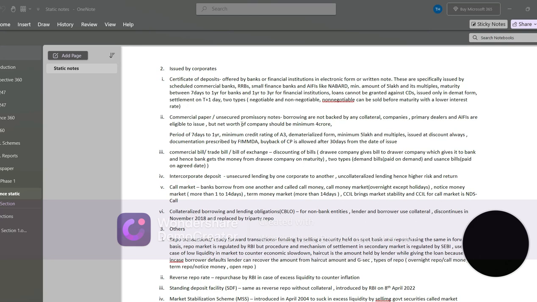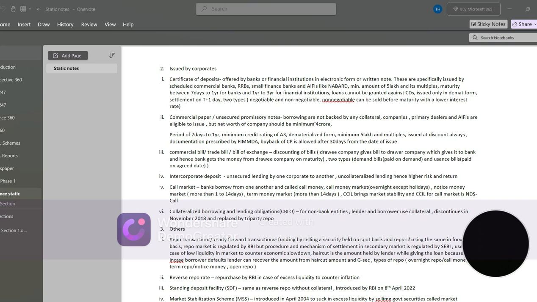Next are commercial paper or unsecured promissory notes. These are the borrowings which are not backed by any collateral, and companies, primary dealers, and AIFIs are eligible to issue this, but net worth of companies should be minimum 4 crores. This has a time period of 7 days to 1 year and minimum credit rating of A3 by any credit rating agency should be there.